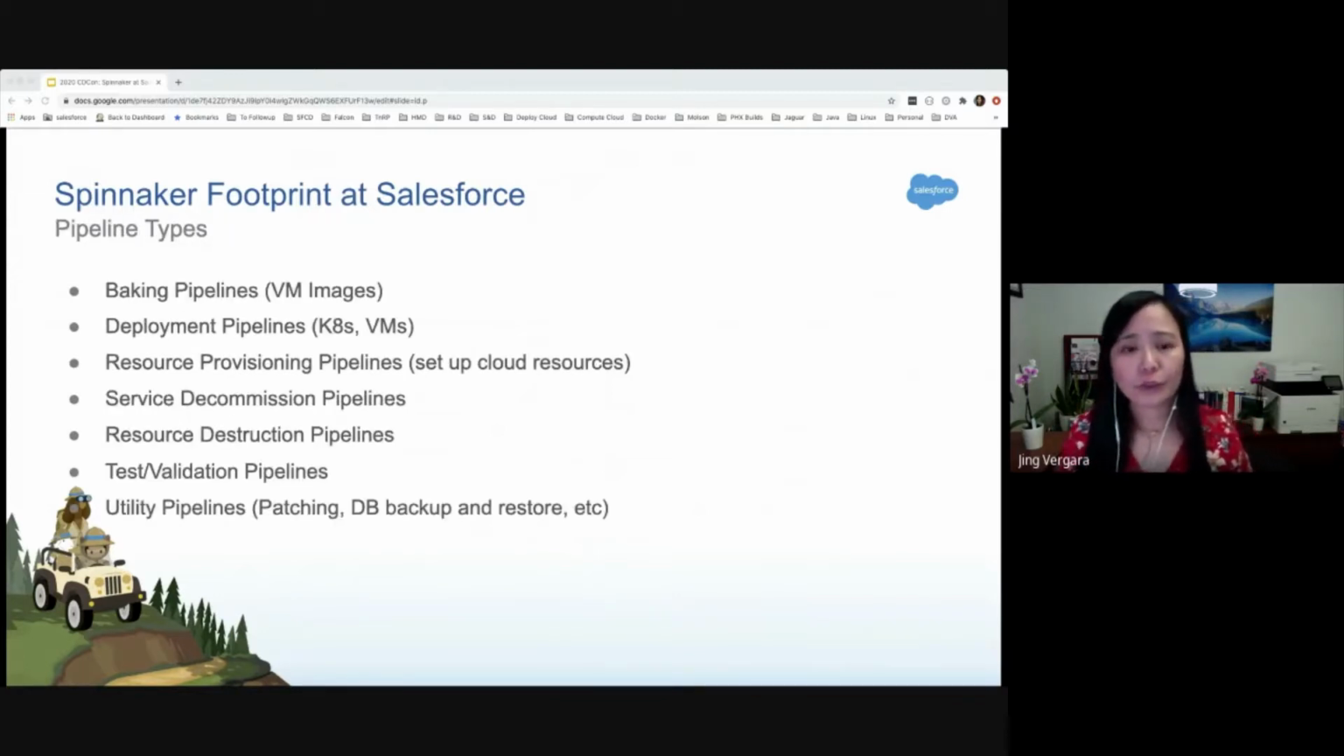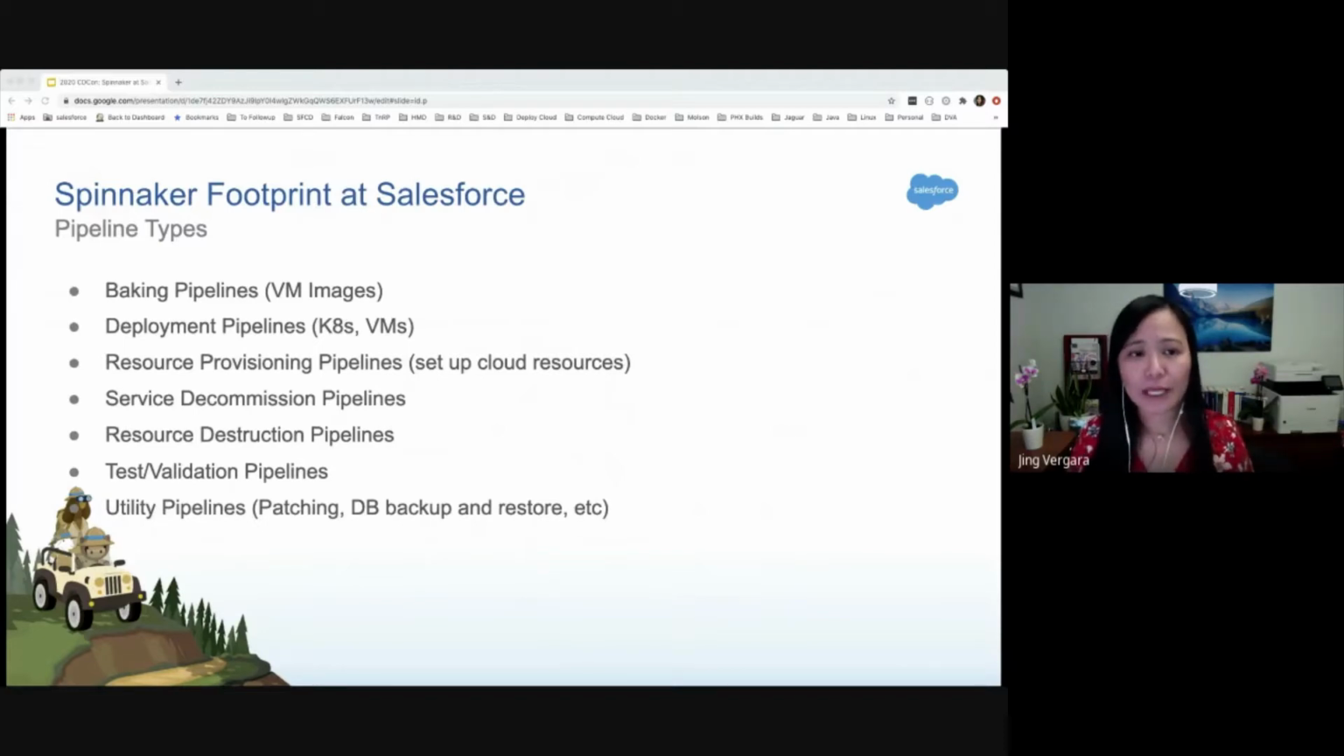At Salesforce, we also noticed that our customers or the service owners actually perform similar sets of activities. And based on these activities, we have categorized them into pipeline types. The first one would be the generation of the VM images. And again, we use baking pipelines for this. So for example, for AWS, this would be the AMIs. And for Google Cloud, this would be the GCE images that would need to be able to run on the GCE VMs.